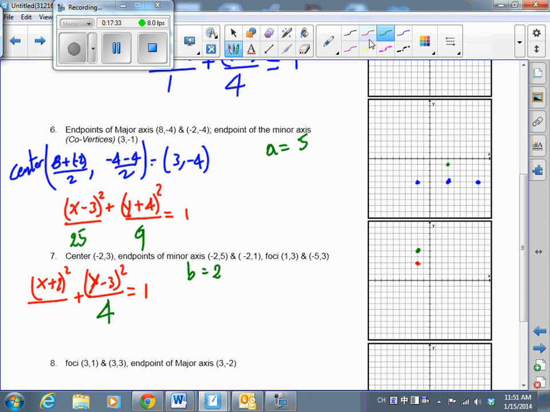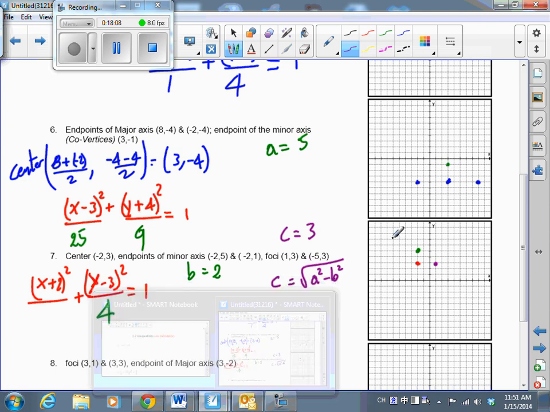Now, let's look at the foci. The foci is giving you what letter? C. It's at 1, 3. Somewhere here. What is the value of C? Count it. It's 3. So I got C and I got B. What is the formula? The formula says C is equal to the square root of A² minus B². You understand that, right? Let's plug in the values.